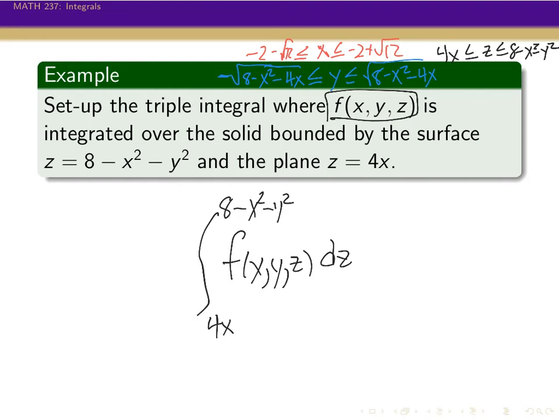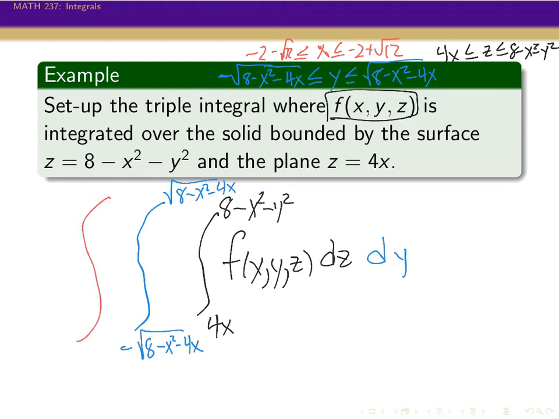Then we're integrating in terms of y, and the y bounds go from minus square root of 8 minus x squared minus 4x to square root of 8 minus x squared minus 4x. And then last but not least, going from minus 2 minus square root of 12 to minus 2 plus square root of 12 for dx. Whew! Okay, so we're done. This is it.